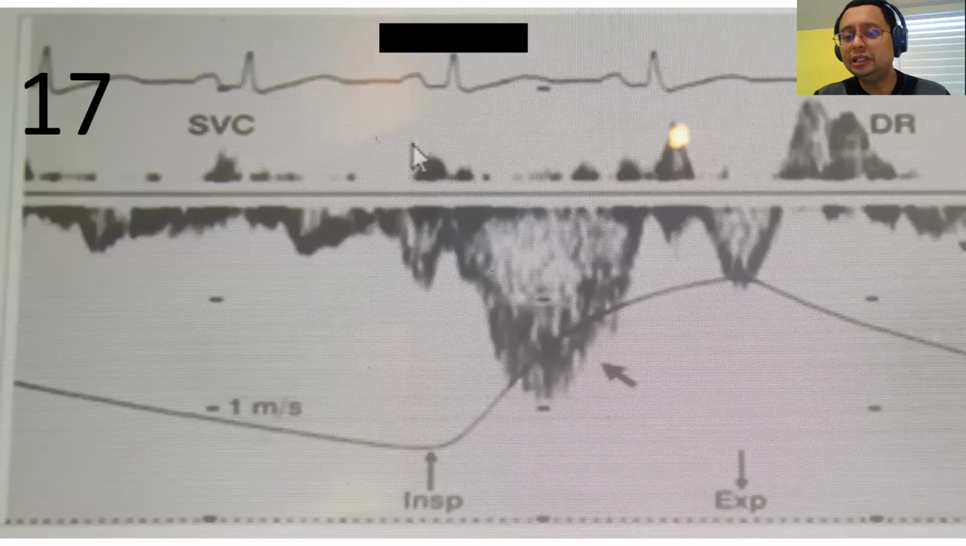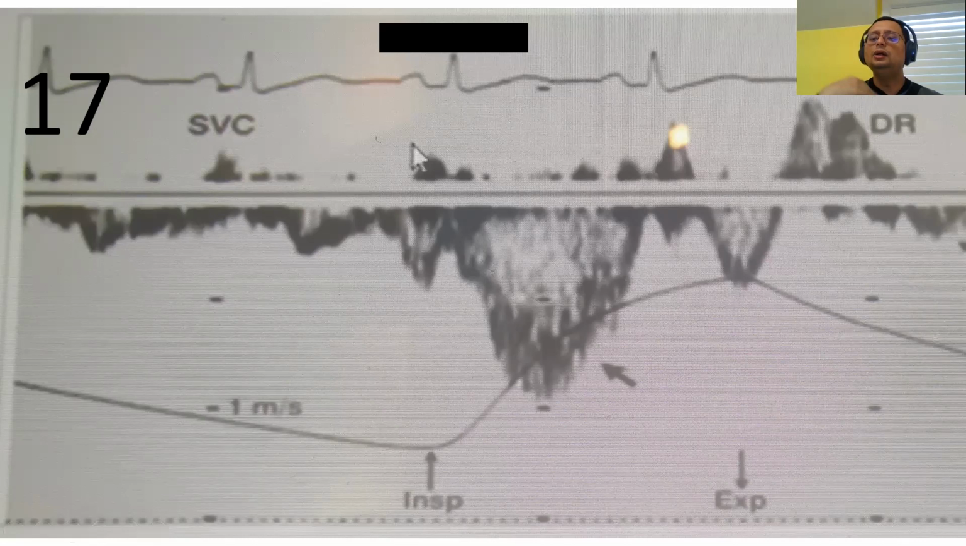But in this patient, if you notice, during inspiration there is a lot of flow from the SVC to the right atrium. During expiration, there is less flow from the SVC to the right atrium. What is happening? It seems that the right side is driving the left side. So this is actually a normal patient. But how come this patient has exaggerated interventricular dependence?